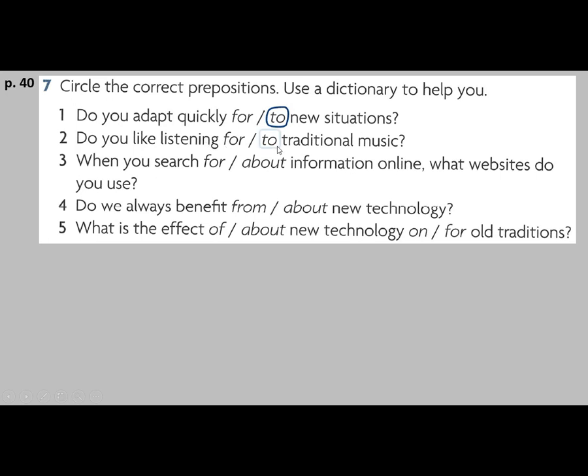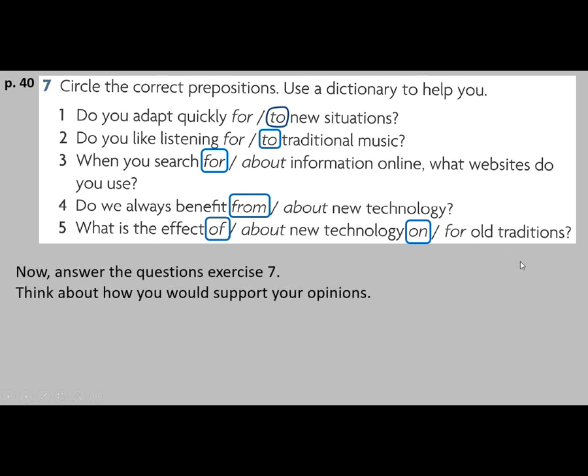Do you like listening to traditional music? When you search for information online, what websites do you use? Do we always benefit from new technology? What's the effect of new technology on old traditions? So these are the answers. But this is the easy part. The difficult part is here.